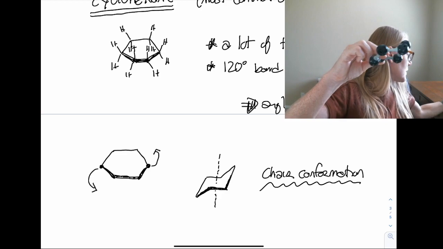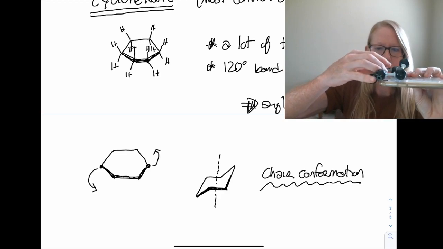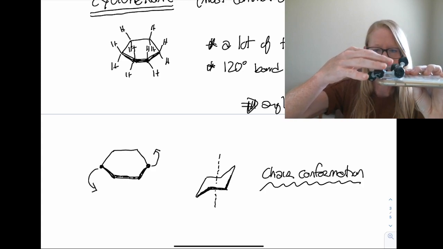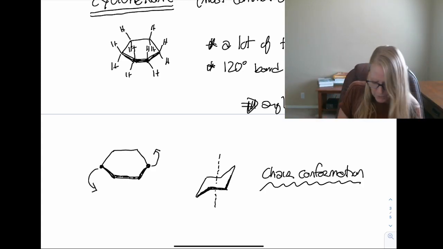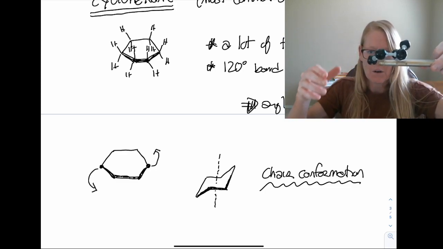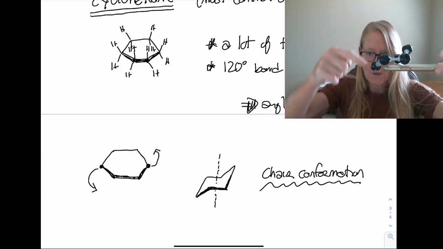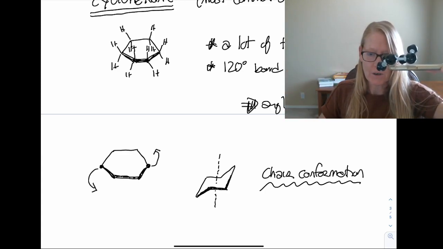If I was, maybe my phone will fit. I should have grabbed something ahead of time. So if I was to look at this, right? Those four carbons around the middle, let me get it all perfect for you, those four carbons in the middle are flat on my phone, right? They're still in the plane, one carbon up, one carbon down. So that's my chair conformation.